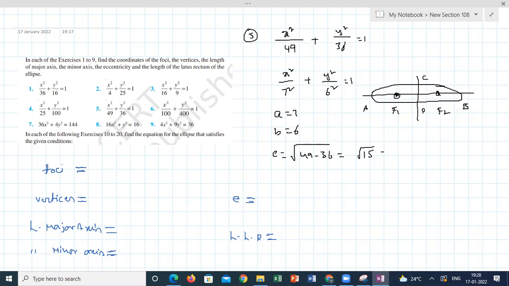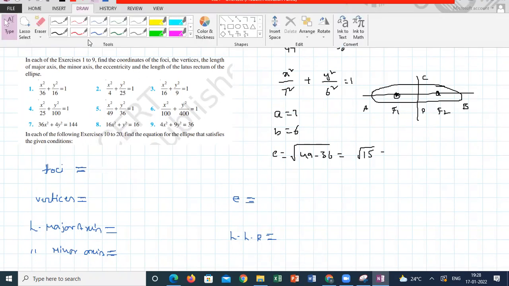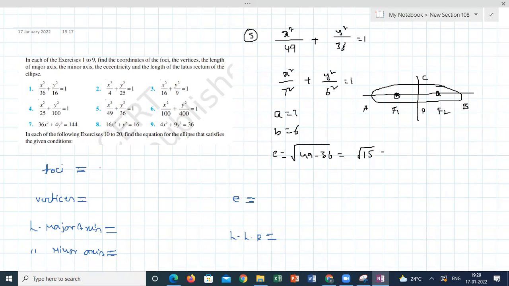Guys, please give the answers for Sir. 5/2, focus is how much? Plus or minus 5/2. Plus or minus 7, 0, no? Sorry. Plus or minus how much? Root 15, 0. Correct? Guys, please respond.